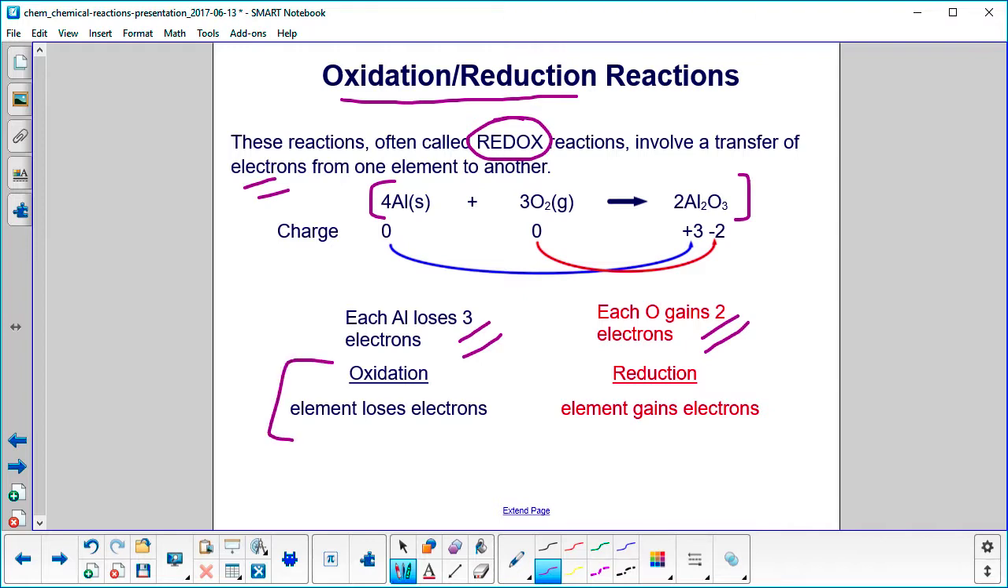And the oxidation piece is the element that loses electrons. The reduction is the element that gains electrons. So what's a nice way to remember that? Well, if you gain electrons, that means you're going to have a more negative charge. You're going to lose charge. So you're reducing. So a good way to remember that, reduce is when you gain electrons and you get more negative.